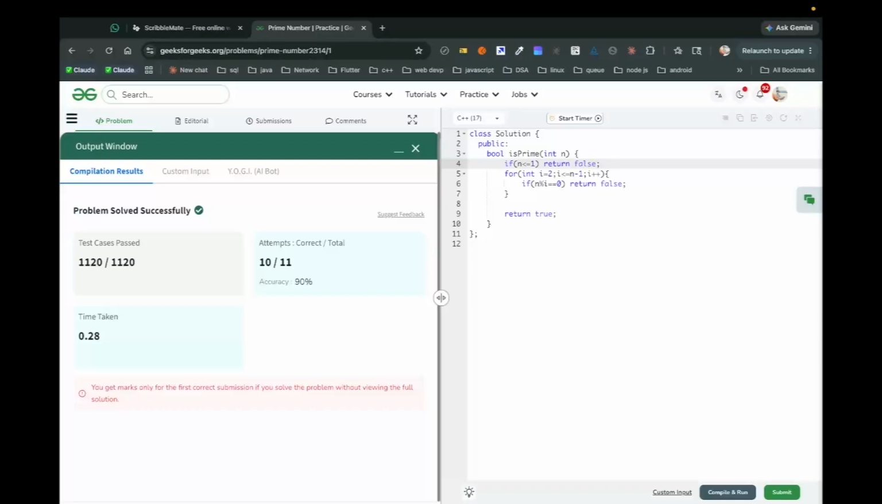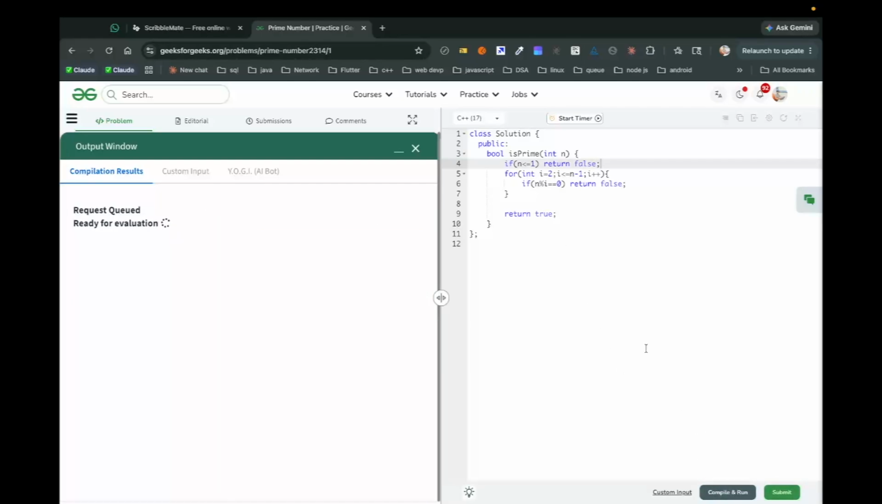For 2, 2 is less than equal to 2, so the for loop will not run and it will return true. So for 3, I is 2, I is less than equal to 2, so the for loop will run but it will not return. So on exit it will return true. So it will check for all the numbers, and if the number n is divisible by any number in the range 2 to n minus 1, then we can say that it is not a prime number, else it is a prime number. So our base case has been passed.